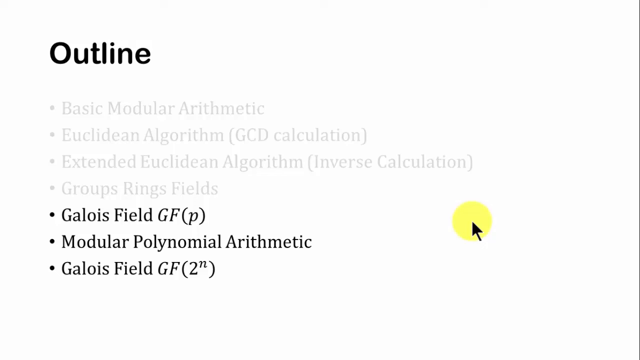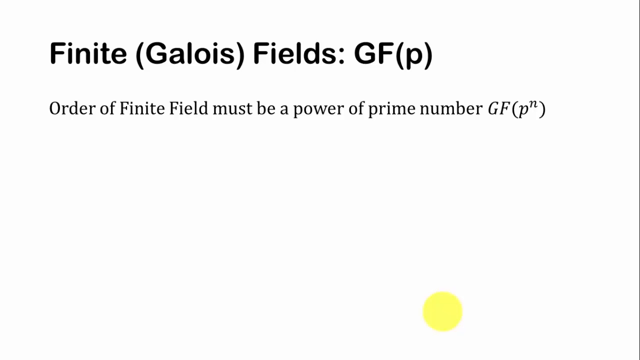Hello, welcome to the third lecture of cryptographic mathematics, and in this we'll be discussing the Galois field in particular, and we will also be looking into modular polynomial arithmetic. To begin with, Galois field is a finite field which was developed by the mathematician Galois and has the name Galois field. The abbreviation is GF.